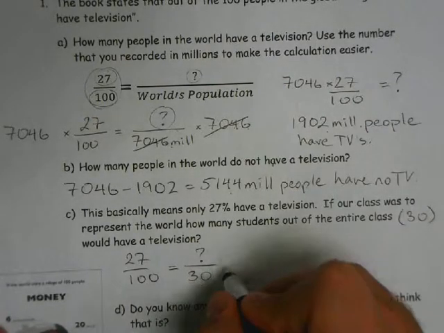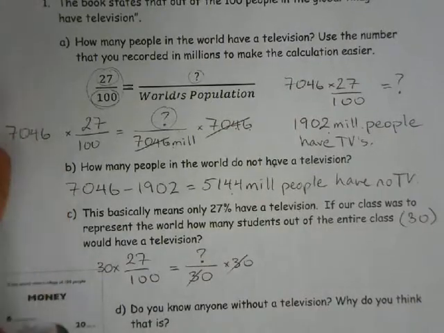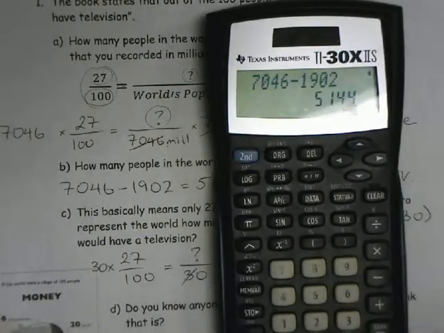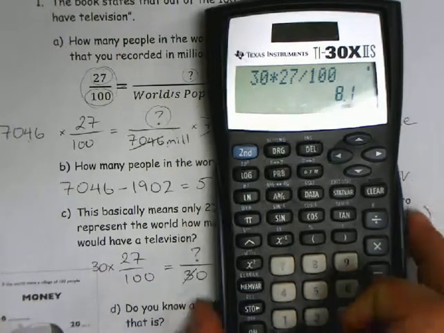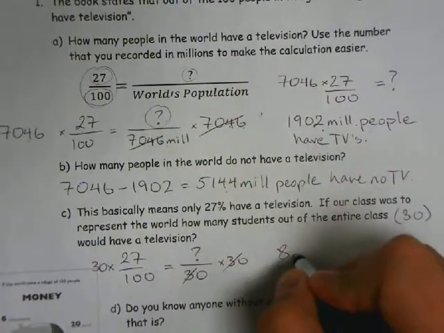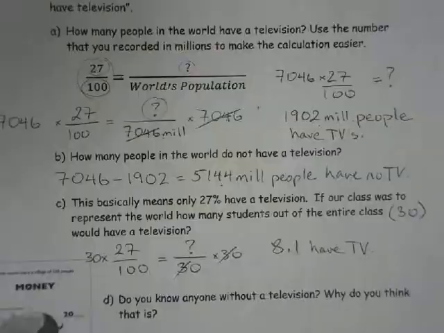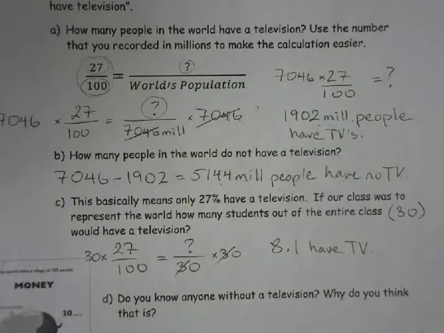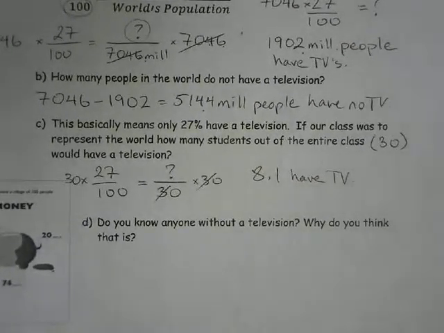So we can do our thing where we want to get rid of that 30, so we multiply by 30 on both sides, right? So we end up with 30 times 27 divided by 100, and we get 8.1. So that means if your classroom was representative then of the entire world, only 8 of you would have a television. I'm sure that's not the case, so that's where this next question leads. Do you know anyone without a television, and why do you think that is? Okay?